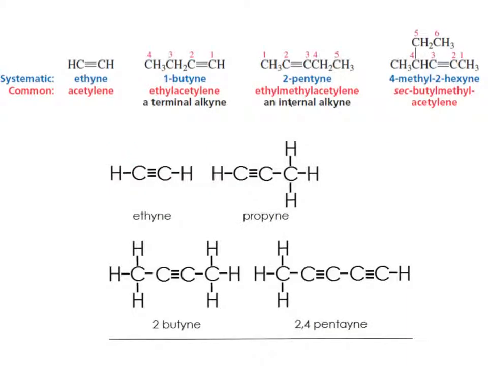Now on this slide, we just have some additional examples for you to look through, and I have both the systematic name and the common name. On occasions, common names will be used more often than the systematic. For example, acetylene would be used more often than ethyne. But in general, if you stay with the systematic name, you will be fine as far as your naming.